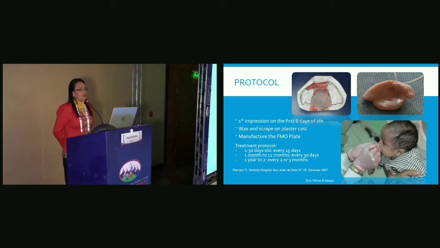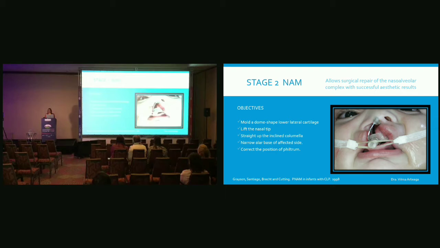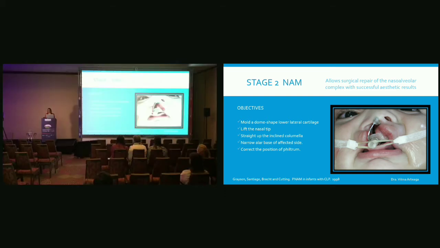The second stage is the stage of nasoalveolar molding. This would allow the surgical repair of the nasoalveolar molding complex with successful aesthetic results, and that'll make your plastic surgeon very happy. The main objectives of the NAM is to mold a dome shape lower alar cartilage, to lift the tip of the nose, to straighten the inclined columella, narrow the base of the affected side, and correct the position of the philtrum. Please note that one of the objectives of this stage is not enlarging the alar cartilage. We don't enlarge the alar cartilage.